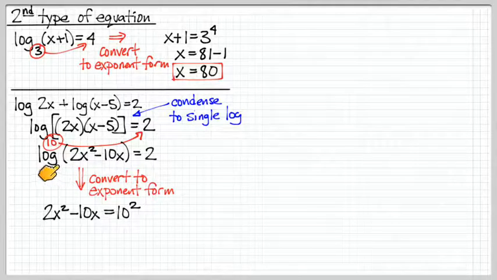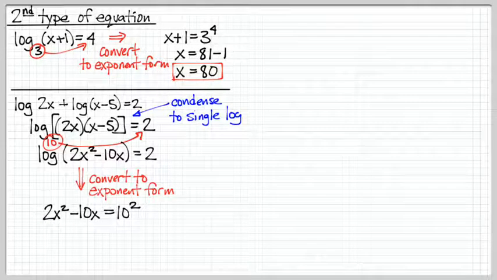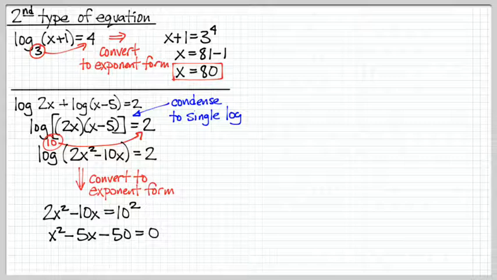So we convert this to exponential form. 10 to the power of 2, that's what we have right here, is equal to 2x squared minus 10x. At this point we have a quadratic equation. We have an x squared here. So we're going to move all the terms to one side and set it equal to 0, and at the same time I'm going to divide by 2. So I divide this term by 2, this term by 2, and I bring 100 to the left-hand side, and it becomes minus 100 divided by 2, that equals minus 50.